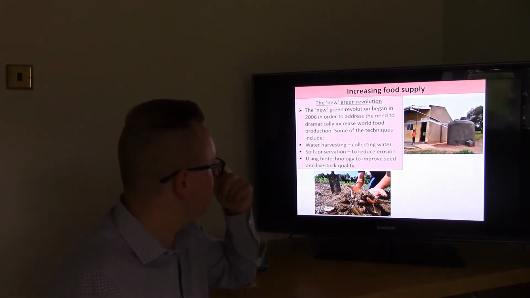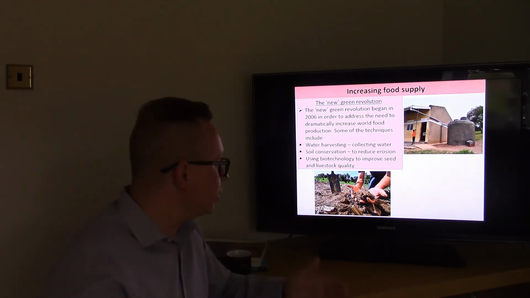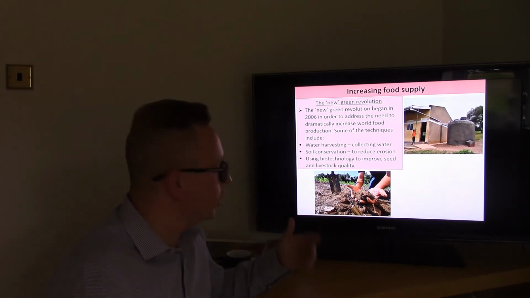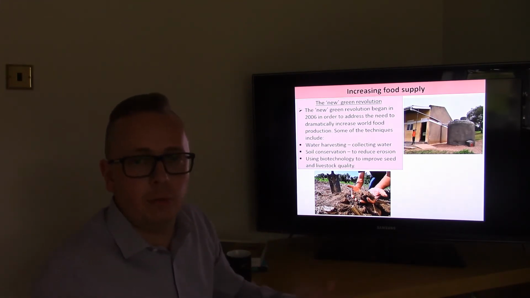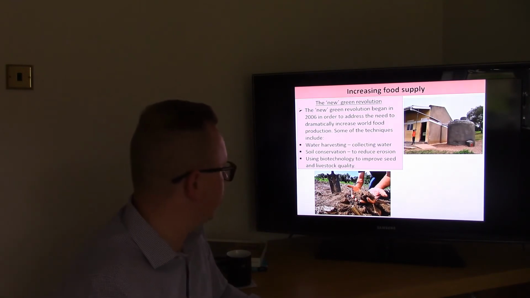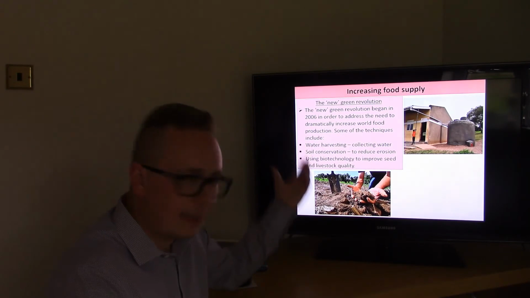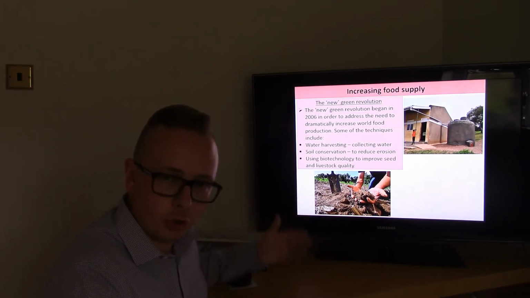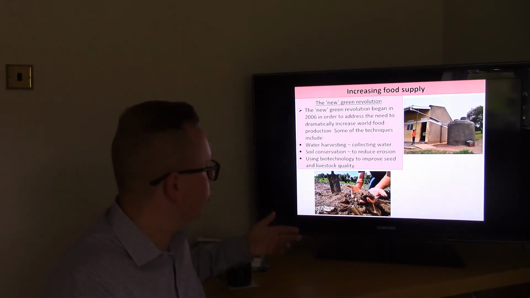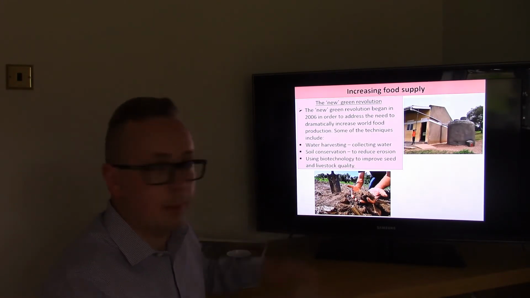The New Green Revolution is a group of techniques that have come out in more recent times, from 2006 really, and mainly in India where this started, to help increase food production, because we know there's a need to increase food production because of the huge amounts of food insecurity around the world. Some of these techniques include water harvesting, so collecting and storing rainwater, protecting our soils to reduce erosion, now understanding how important the soil is, and also using biotechnology, which I'll be talking more about in a moment.